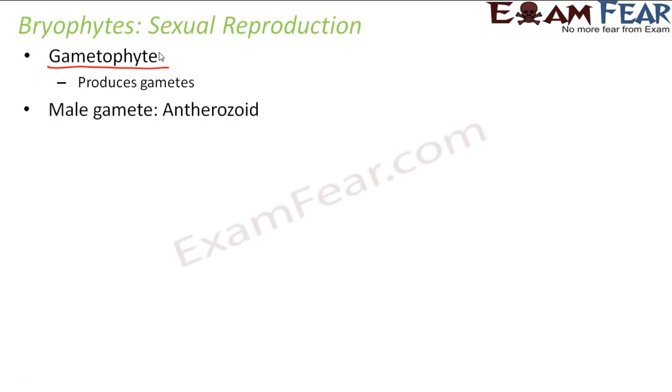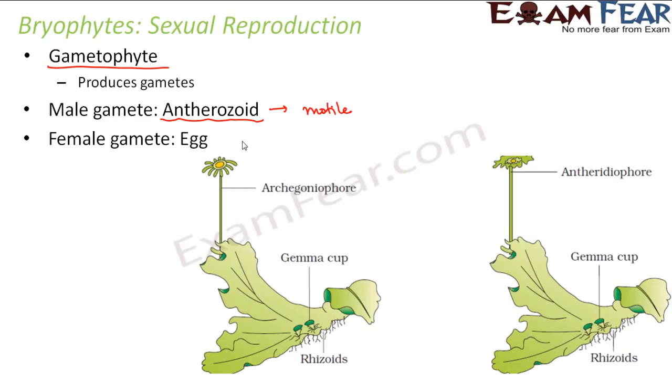So what is the male gamete? The male gamete is known as antherozoid, and the female gamete is known as the egg. The male gamete is biflagellated and motile. That means this male gamete called antherozoid is motile. It has two flagella. Now how many male gametes are produced? Many male gametes are produced. But when we talk about egg, only one egg is produced, and the egg is non-motile. Let us try to see the structures of the plant which actually produce the male gamete and the female gamete. This is how the male and the female sex organs look like in a bryophyte.